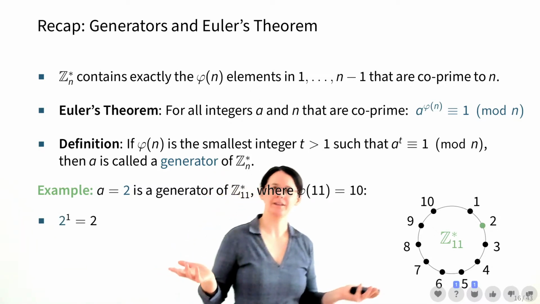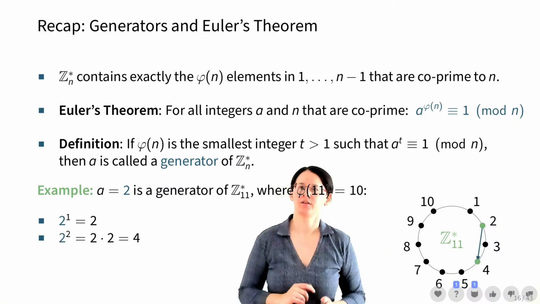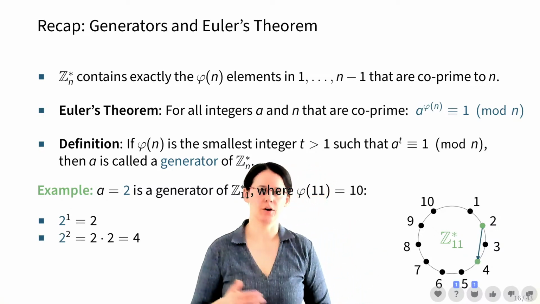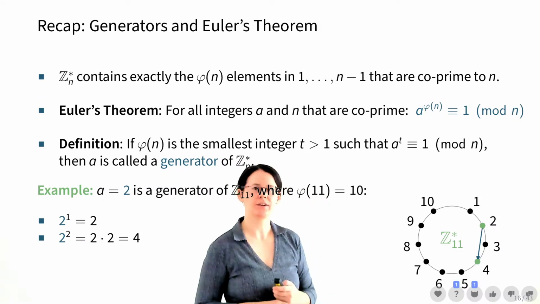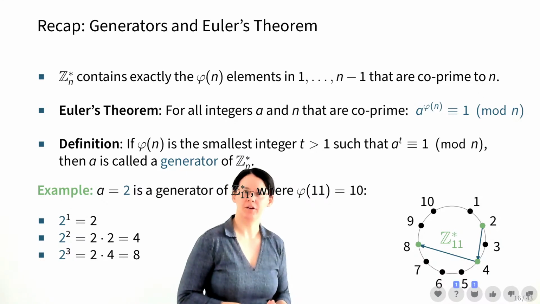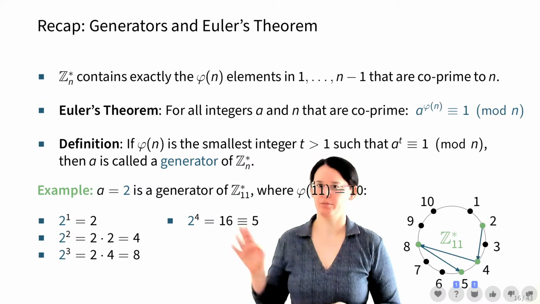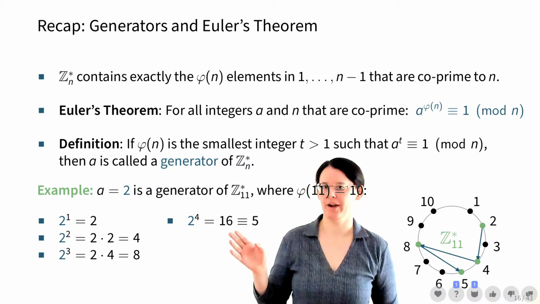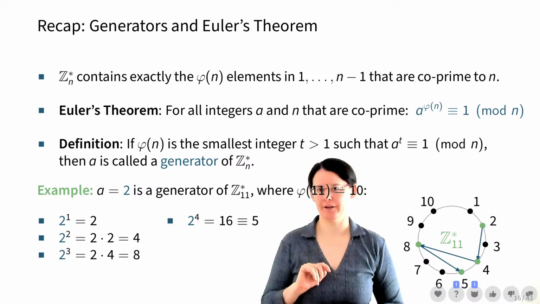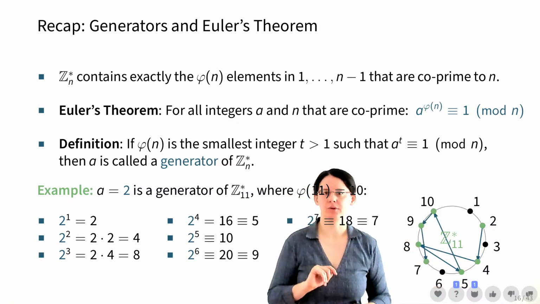2 to the power of 1 is 2. That's very easy. So let's start counting there. 2 to the power of 2 is obviously 4. Okay, so we can generate 4 from 2. We can also generate 8. But now it becomes interesting. So 2 to the power of 4 would be 16, but modulo n, 16 is equivalent to 5. So next we jump to the 5 here. And so on and so on.